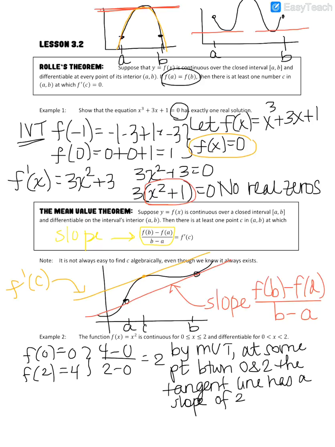Okay, so on this one, it's actually really easy to find it. If we do the derivative, that's 2x. If we set that equal to 2, which is what we wanted the slope to be, we find that that point is at 1.